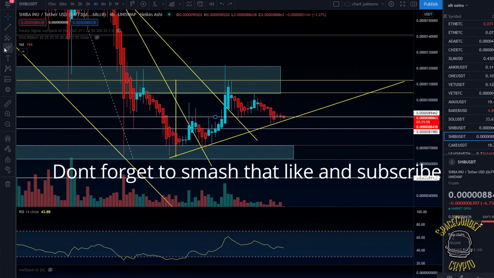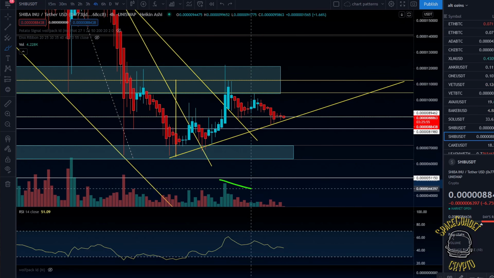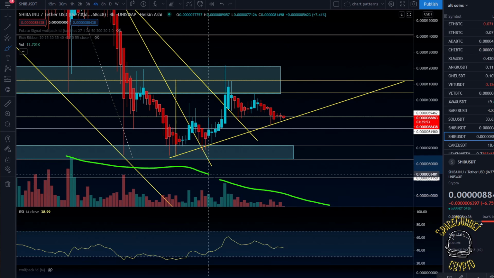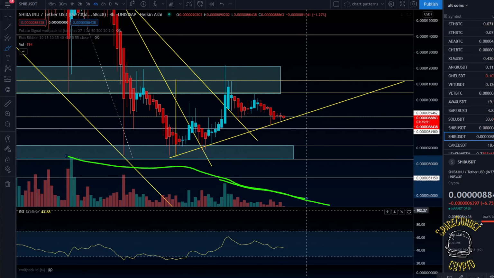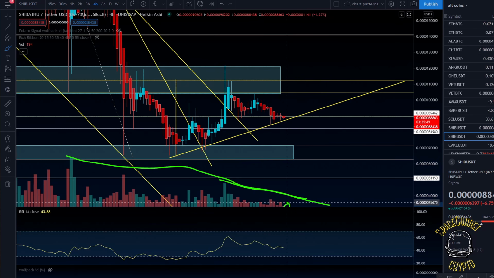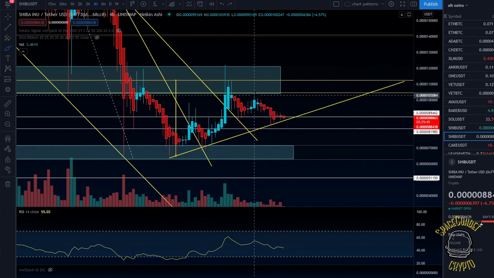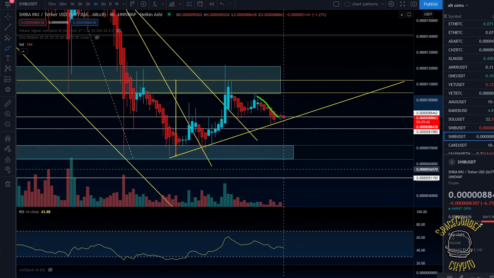If we find a nice bounce off of here, right now we're still in a descending volume right here, descending buying and selling volume, meaning a big move is coming. We have very little sell pressure right here, but it's still sell pressure nonetheless. So the market is going to be moving downwards because of the selling volume coming in.